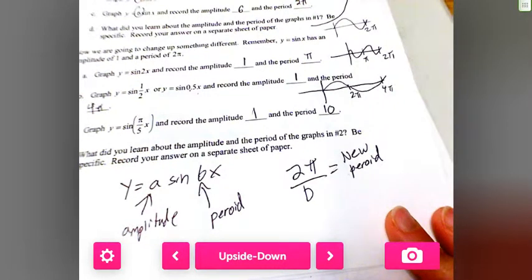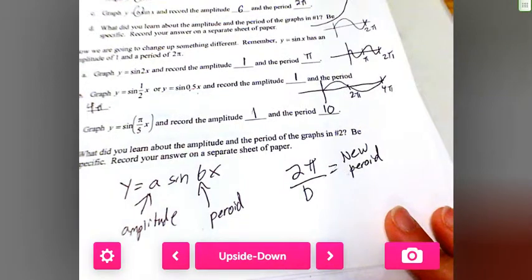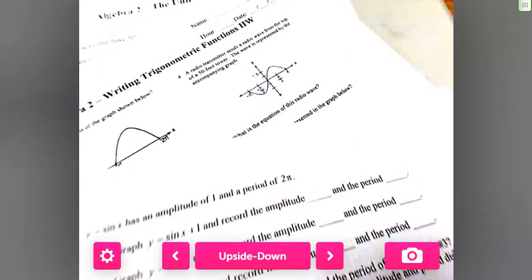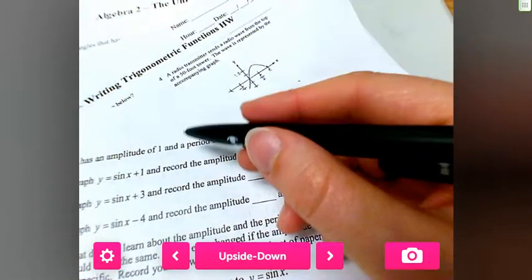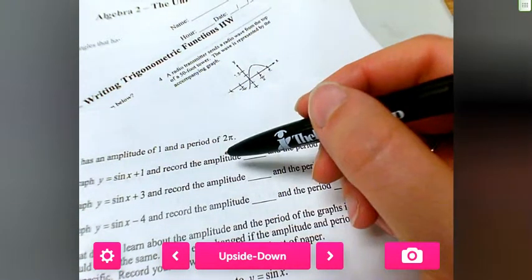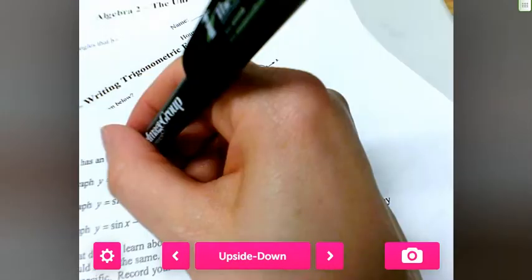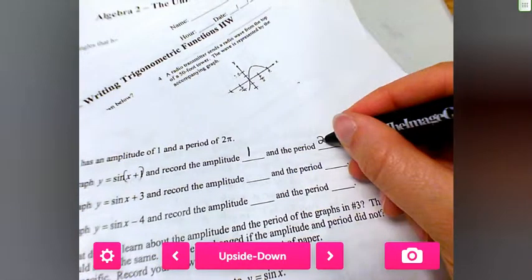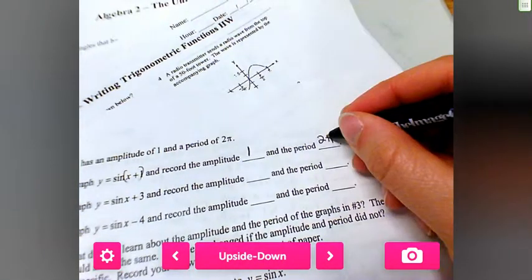All right, so the number in front of sine x changes the amplitude. Okay? The b, 2 pi divided by b, changes how quickly it repeats, the period. All right, turn it over. Number 3, we can record the amplitude and the period. So if we put this in our calculator, the amplitude's still 1, the period's still 2 pi. So I didn't change my amplitude or period.